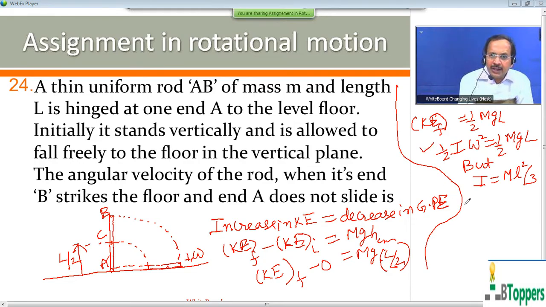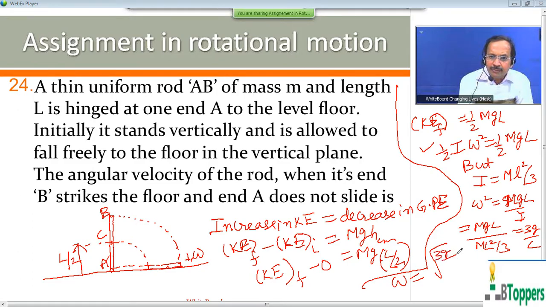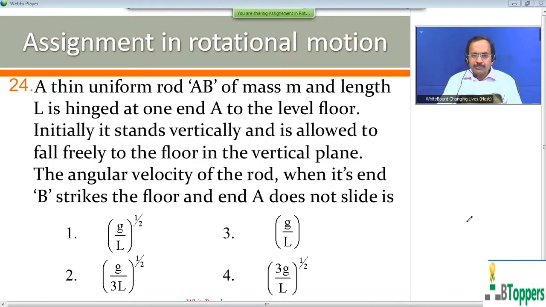So from this equation you can write omega square equal to mgL by I. Substituting I equal to mL square by 3, you get omega square equal to 3g by L, or omega is root of 3g by L. Those who want to copy the solution of the problem can pause and copy it. So for question number 24, the fourth option is the answer.